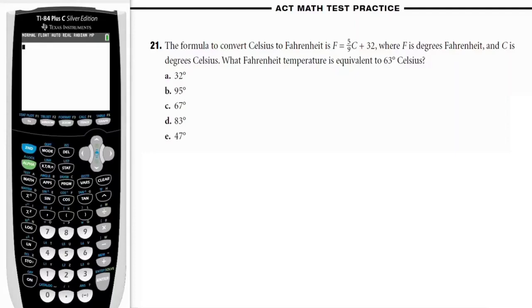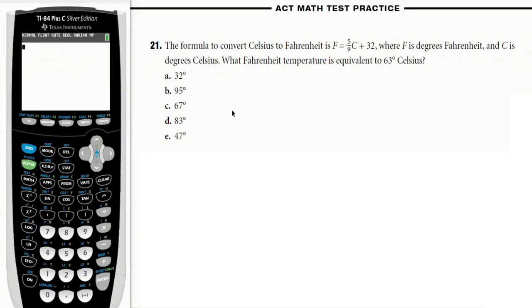In this video, we're going to learn how to solve this ACT math question using the TI-84 Plus NP calculator. The question says the formula to convert Celsius to Fahrenheit is F equals 5 over 9 C plus 32, where F is degrees Fahrenheit and C is degrees Celsius. What Fahrenheit temperature is equivalent to 63 degrees Celsius?